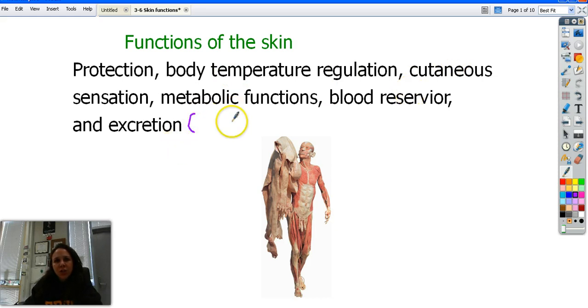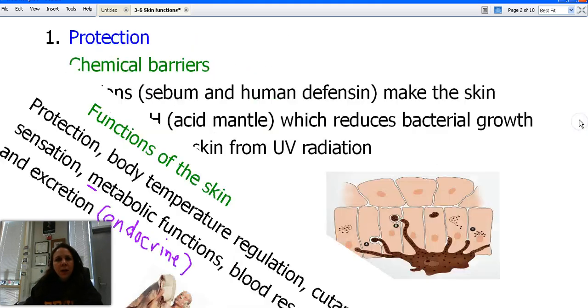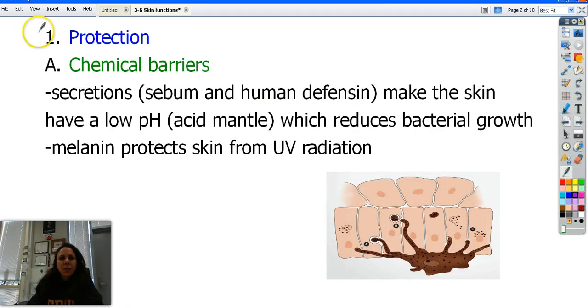That last one that was mentioned in the lab was the fact that it acted as an endocrine gland, but that kind of falls under the category of metabolic functions too. So we'll talk about that in a minute. All right, so let's take a look at the very first one. The first one was protection.